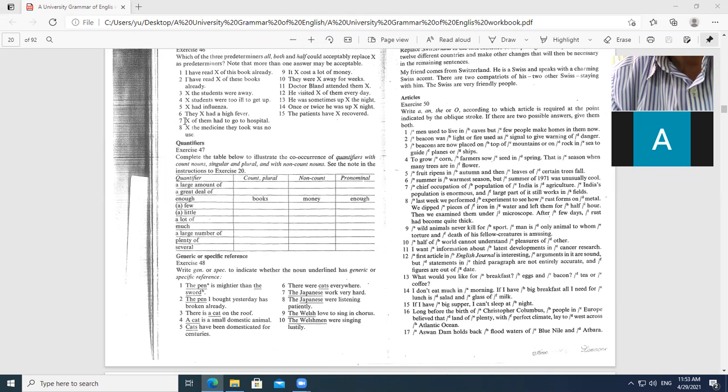All of them had to go to hospital, or both of them had to go to hospital, or half of them had to go to hospital. Next.